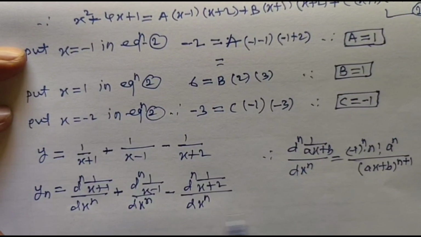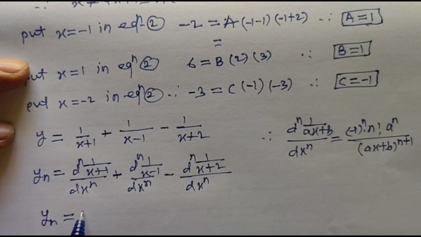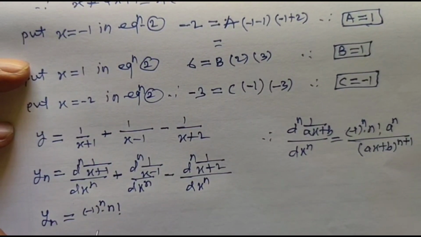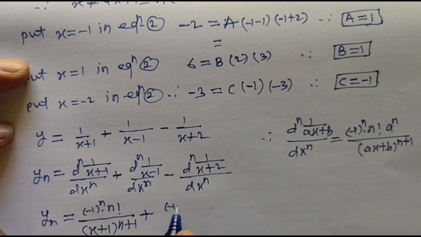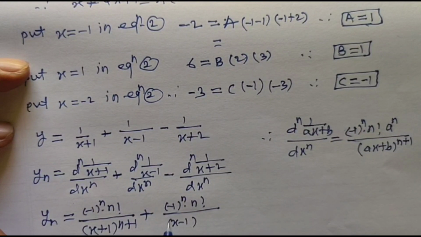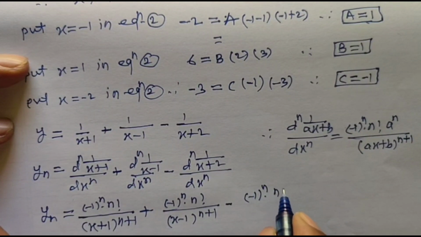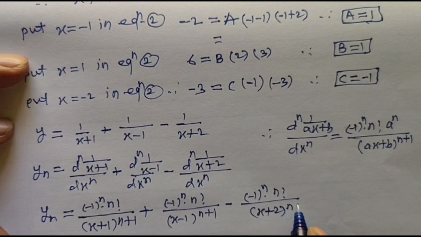Now, applying this formula, yn can be written as yn is equal to minus 1 to the power n factorial n, coefficient of x is 1, that is a is 1, 1 to the power n is 1, divided by (x+1) to the power n plus 1, plus minus 1 to the power n factorial n divided by (x-1) to the power n plus 1, minus minus 1 to the power n factorial n divided by (x+2) to the power n plus 1.